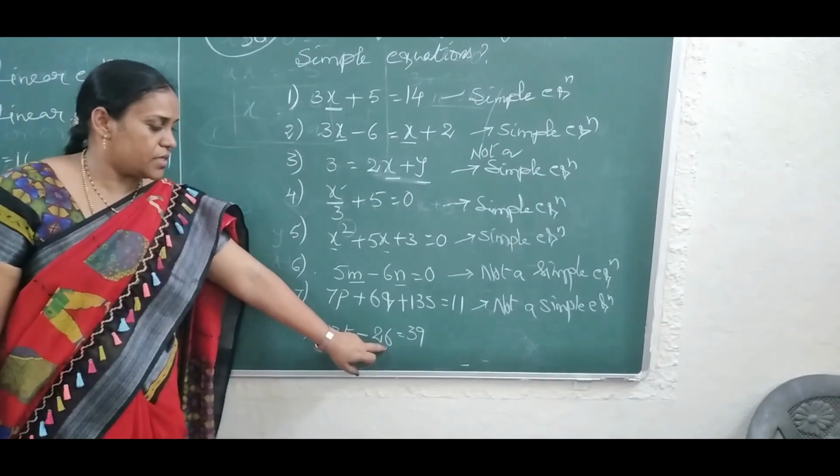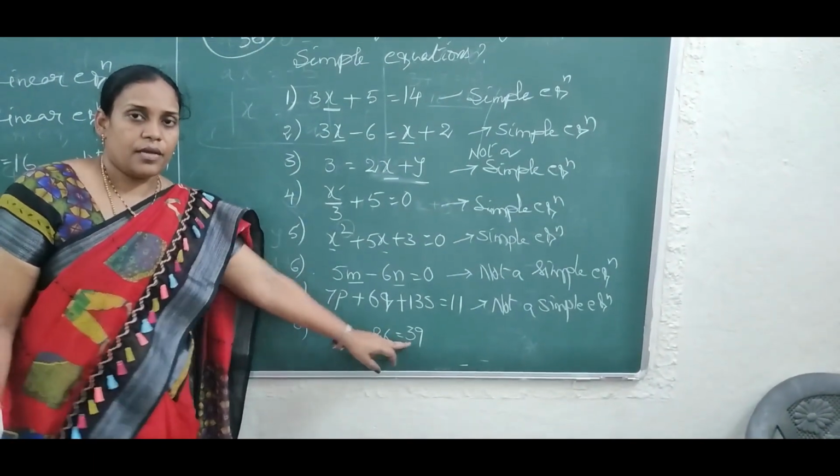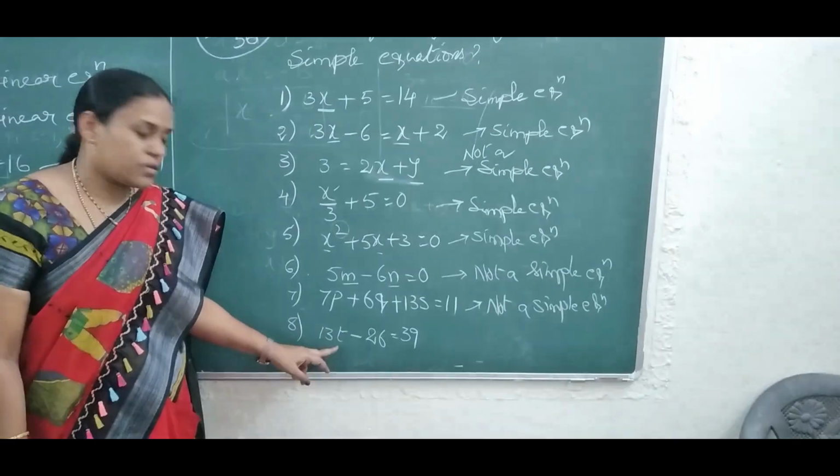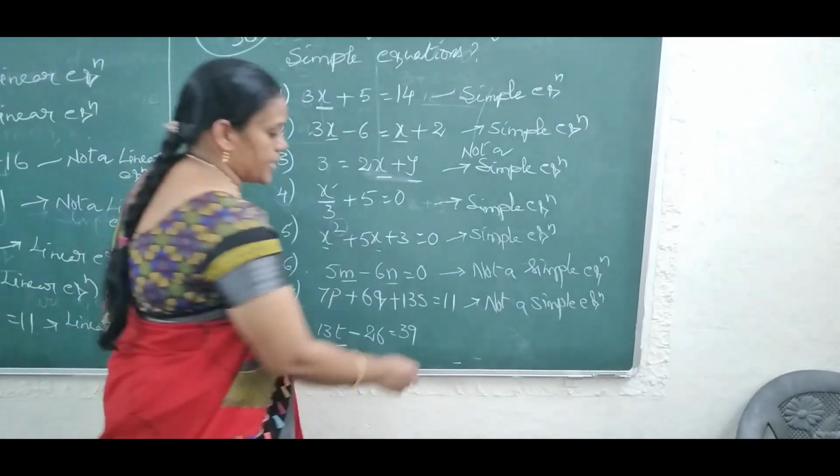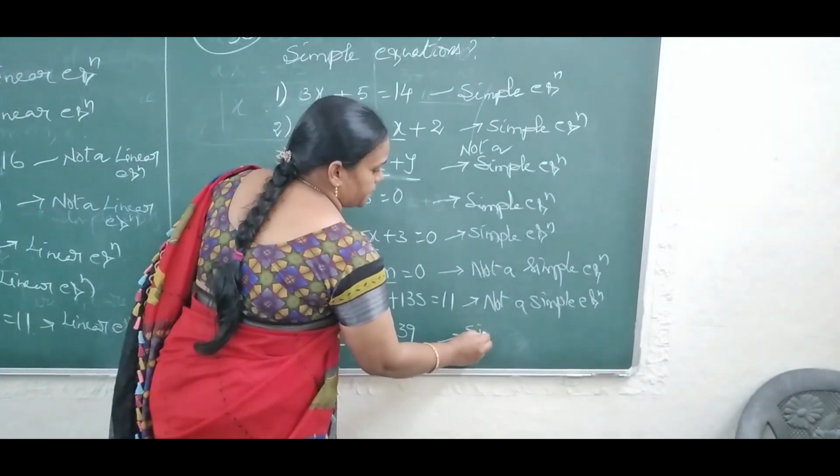Now, see next one. 13t plus 26 is equal to 39. It is a simple equation because one variable is there, that is t. So it is a simple equation.